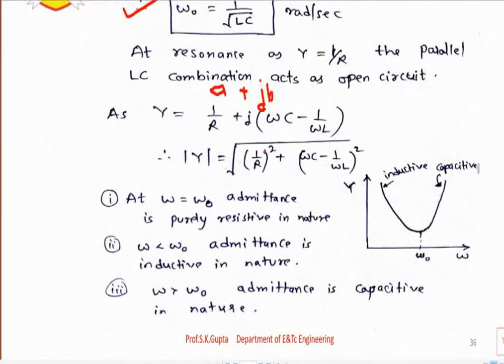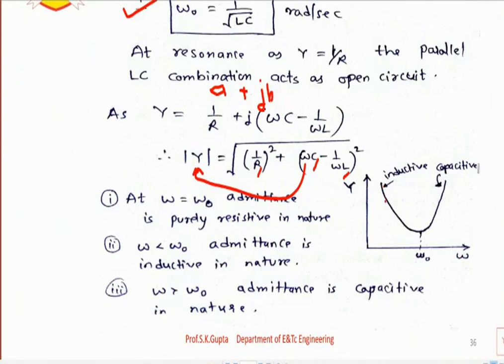So under root of (1 by R) square plus (omega C minus 1 by omega L) whole square. Now this R is fixed, C is fixed, and L is fixed. Only changing quantity is the omega. And if I change the omega, my admittance will change. As omega changes, admittance will also change. Then I can try to plot a graph of admittance versus frequency.